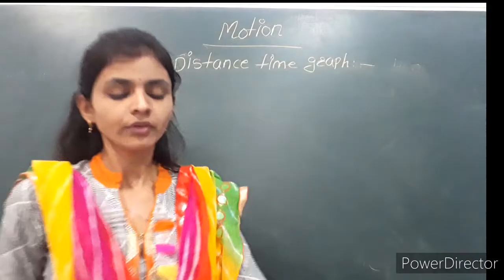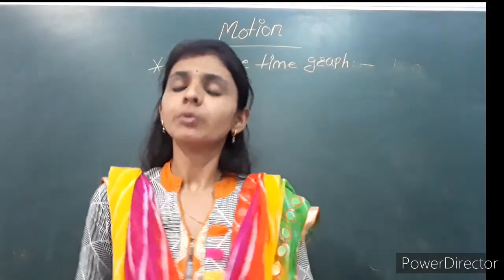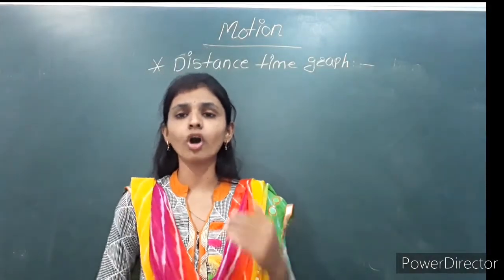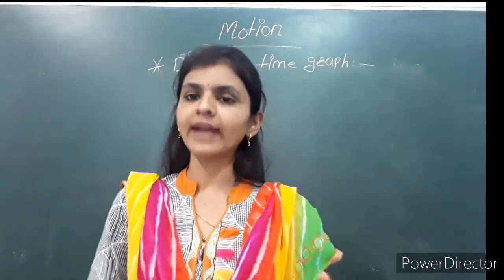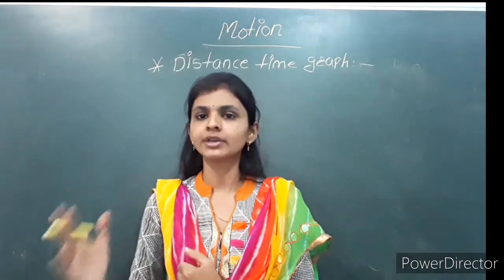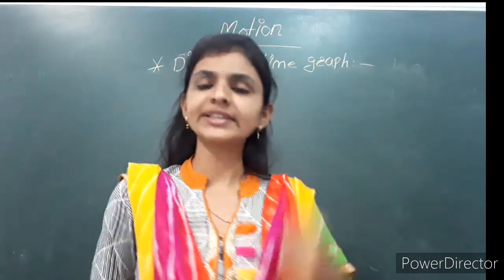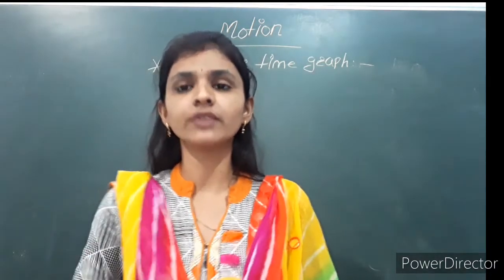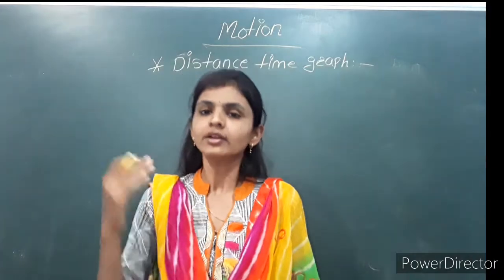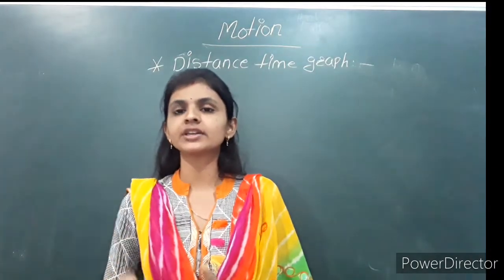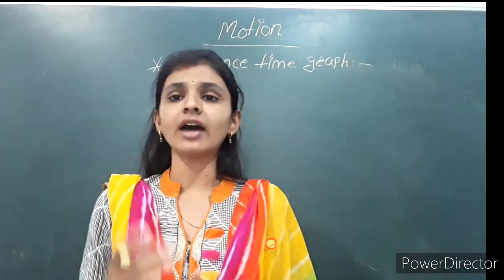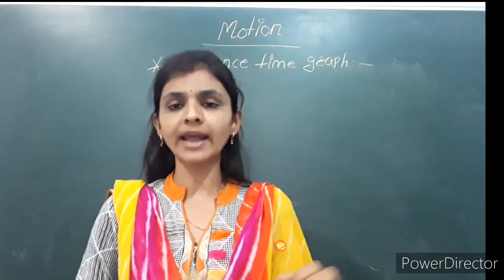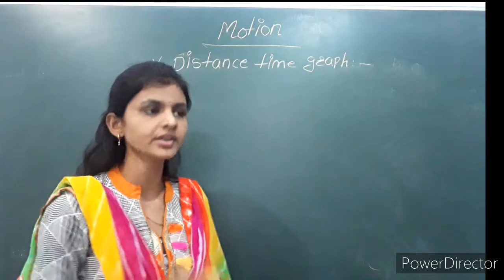So students, when the object changes its position with respect to time, we can represent that by using a distance time graph. The distance time graph can be classified into three conditions.